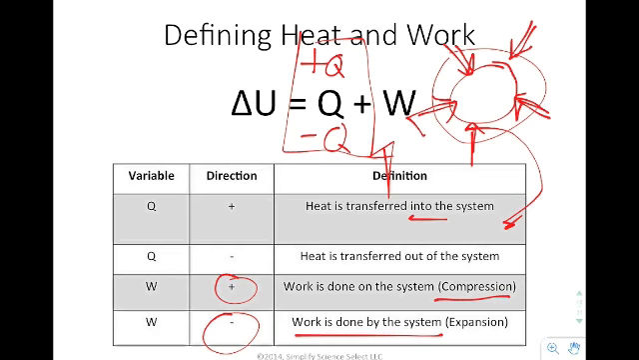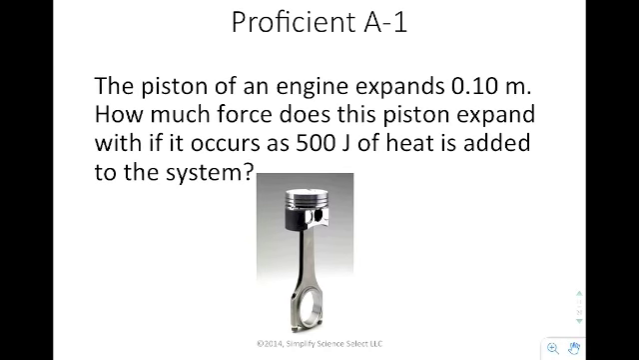So let's take a look at a couple of examples with this. The first one says this is how an engine works. The piston of an engine expands 0.10 meters. How much force does this piston expand with if 500 joules of heat is added to the system? So we have the whole idea of delta U equals Q plus W.